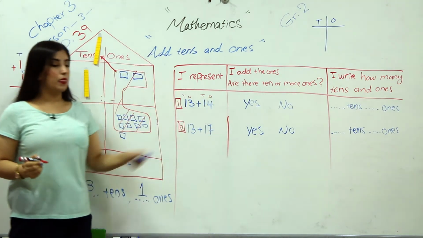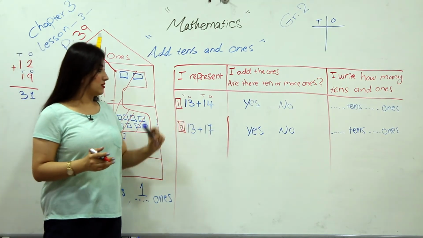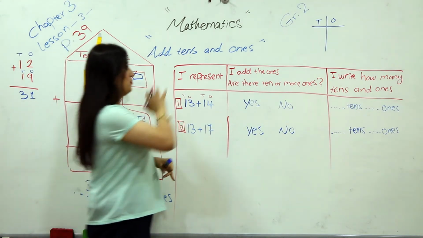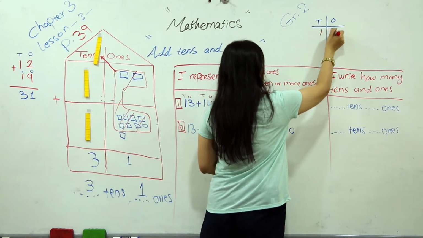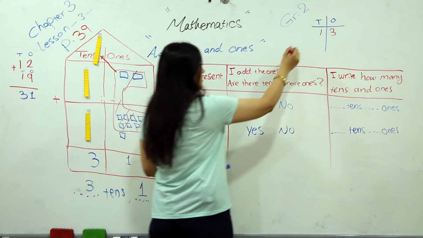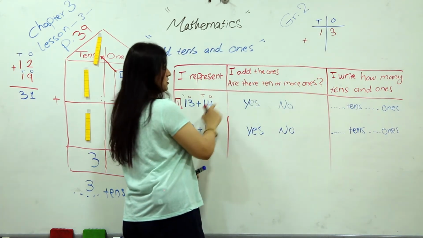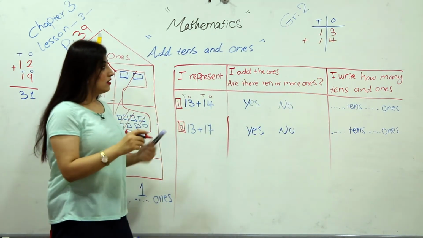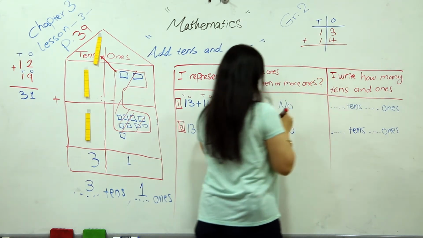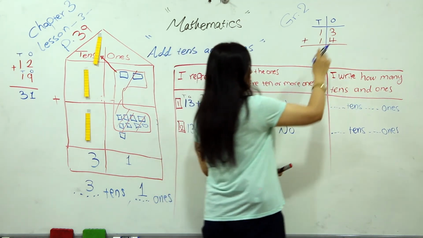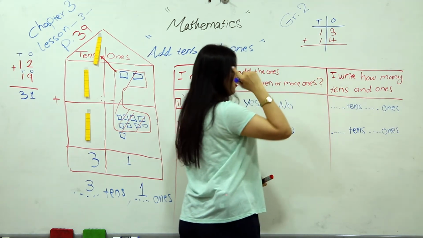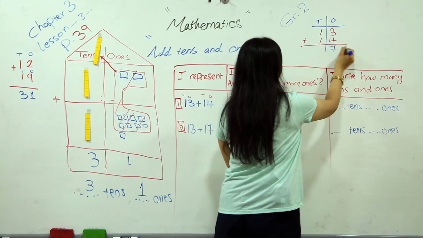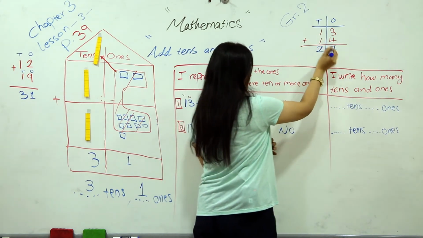Number 4 is ones. Number 1 is tens, and number 4 is ones. So we add the numbers into these two columns, 13 plus 14. Look. Now let us start the addition. 3 plus 4: 4, 5, 6, 7. You write 7. And 1 plus 1 equals 2.